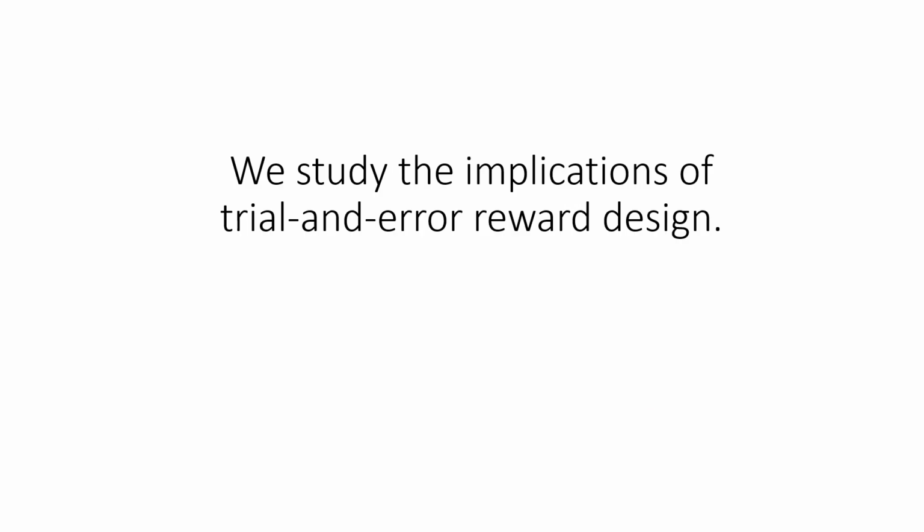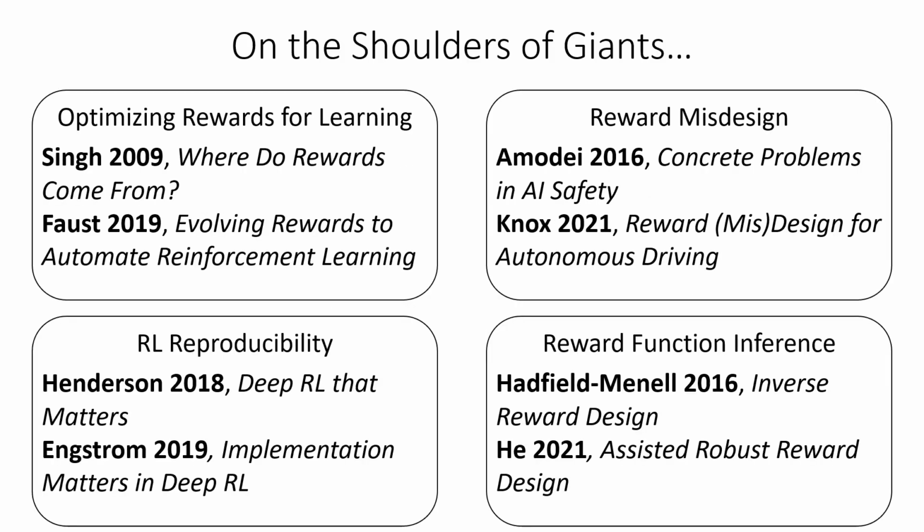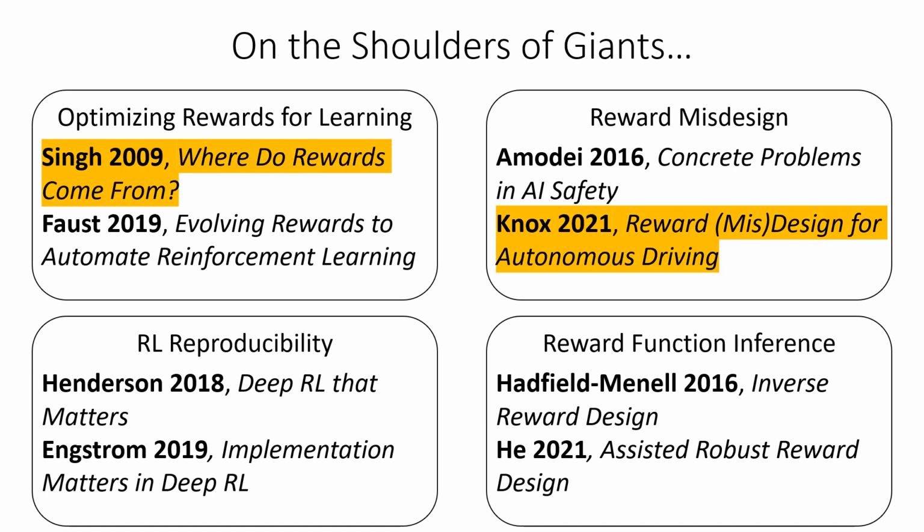In this paper, we study the implications of trial and error reward design. We do so empirically with a combination of computational studies and controlled observation user studies. Our work draws on 4 areas of the research record. I won't discuss these in depth here. 2 papers I'd like to highlight, though, are Singh et al.'s Where Do Rewards Come From?, which looks at whether some reward functions can support faster learning, and Knox et al.'s Reward Misdesign for Autonomous Driving, which alerted us to the widespread use of trial and error reward design and some of its consequences.